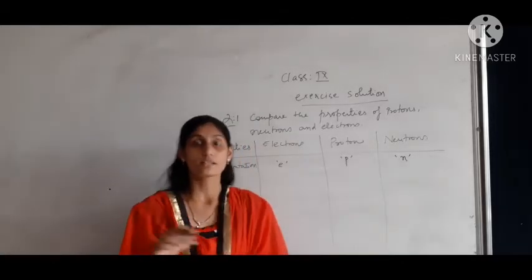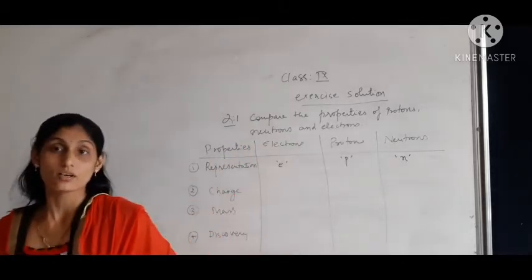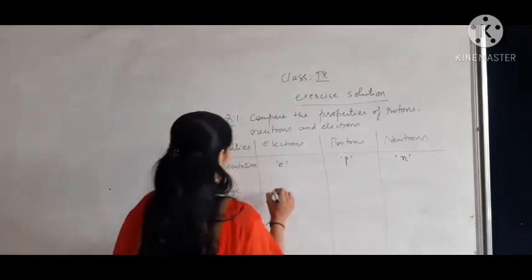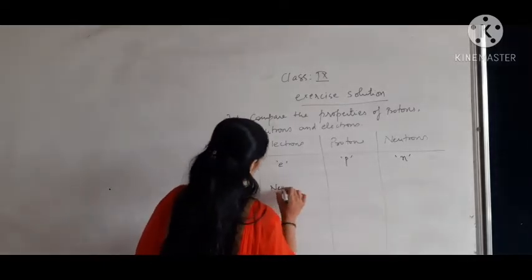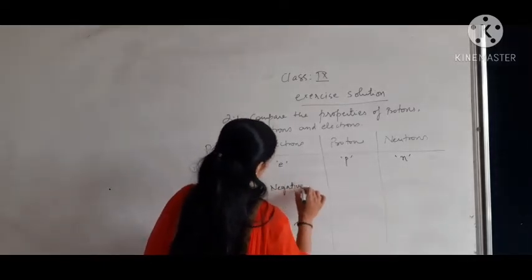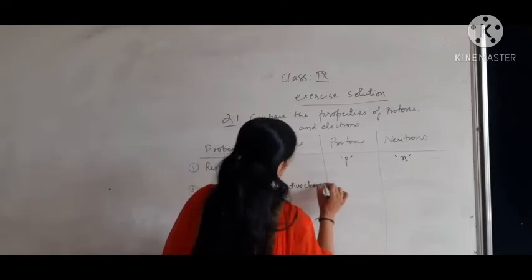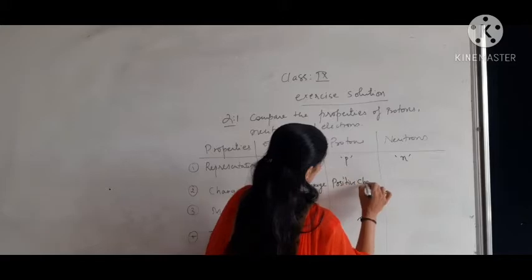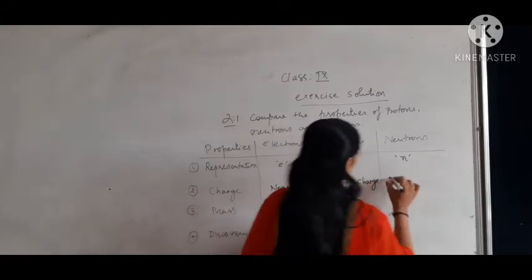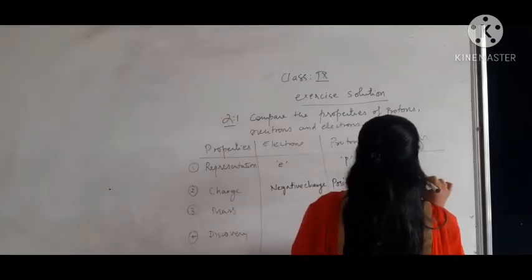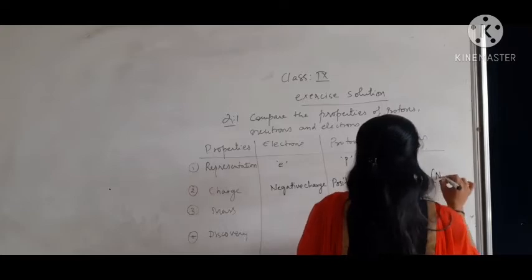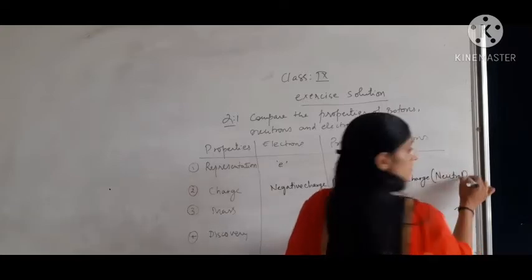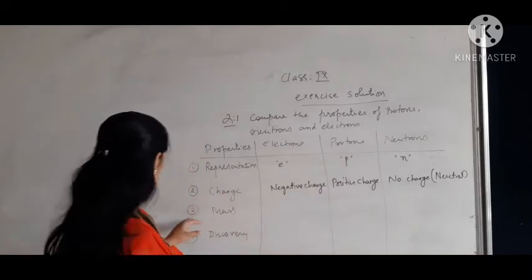Now charge. What is the charge carried by that particular particle? We can say that electrons are negatively charged. Protons are positively charged. Neutrons have no charge, or we can write that they are neutral for the charge. Now the next one is mass.